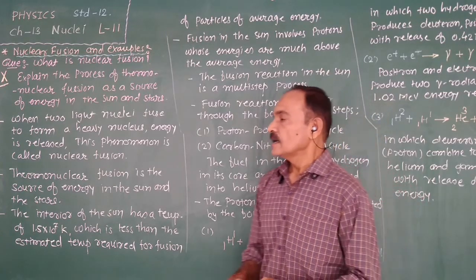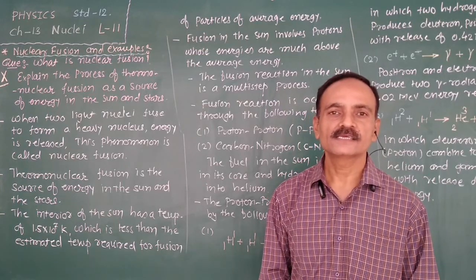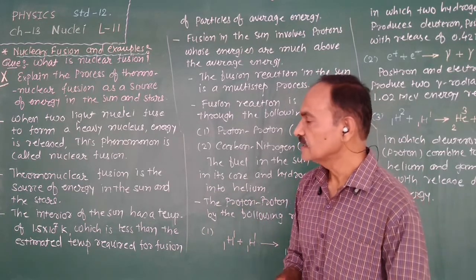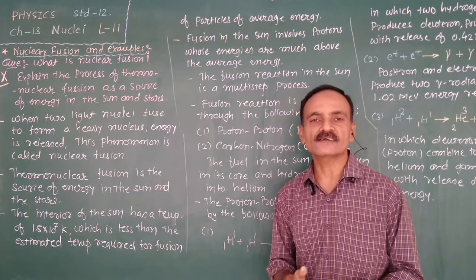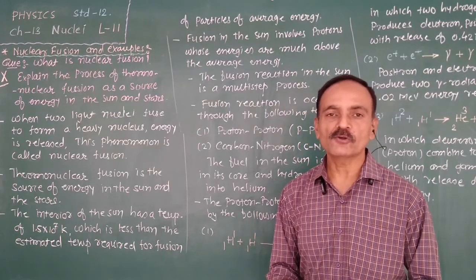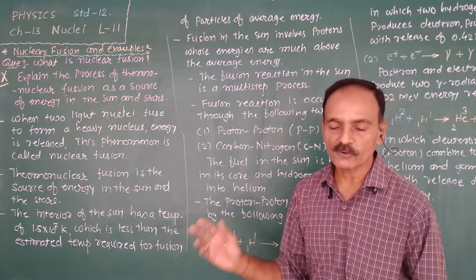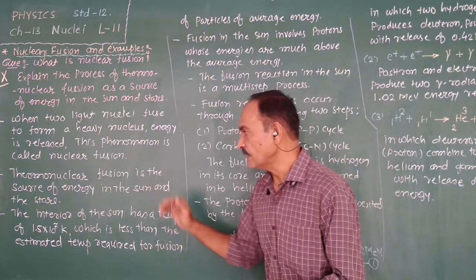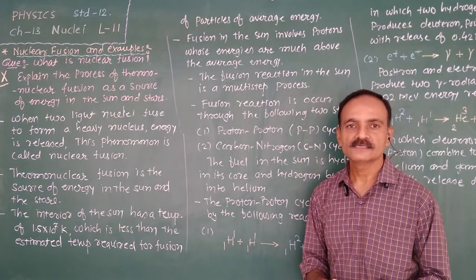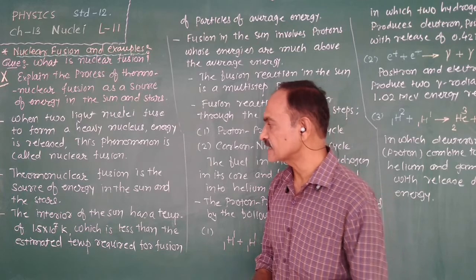Okay. We know that the sun and the stars have been radiating energy for thousands of years. So which process takes place inside the sun and the star? As a result, this much amount of energy is released continuously for thousands of years. Here we are going to discuss this. Thermonuclear fusion is the source of energy in the sun and the star. So we believe that the thermonuclear fusion process takes place inside the sun and the star.